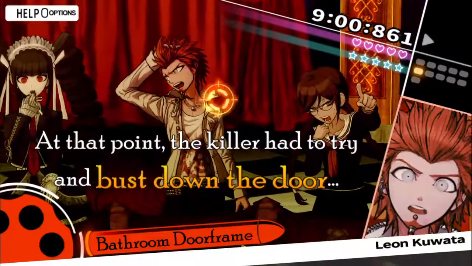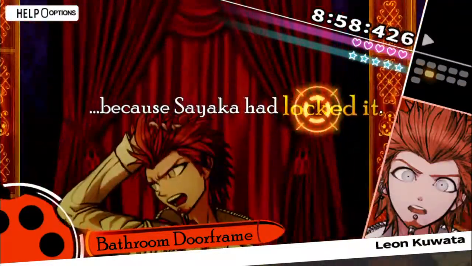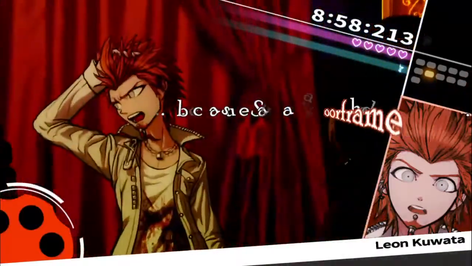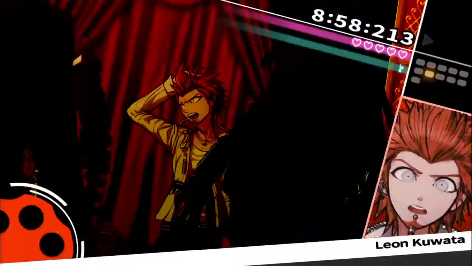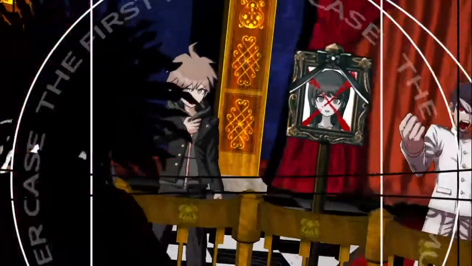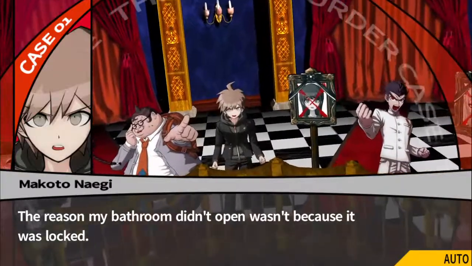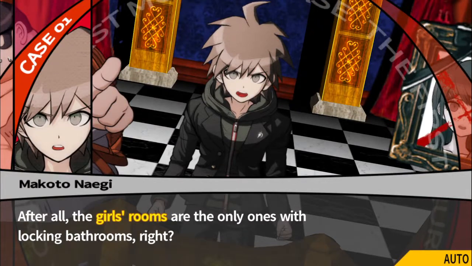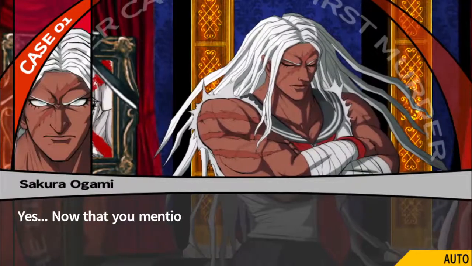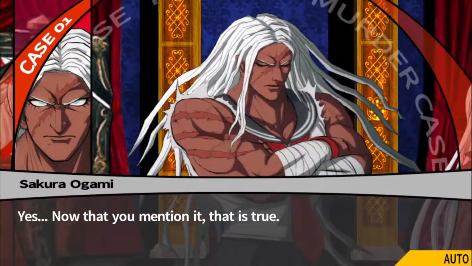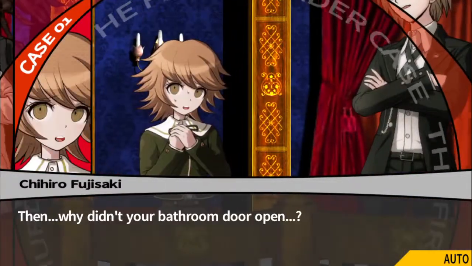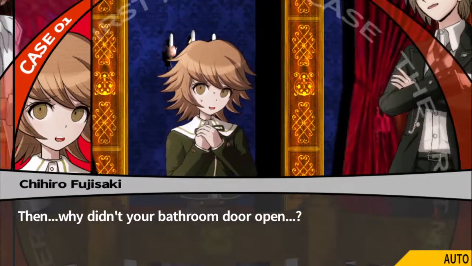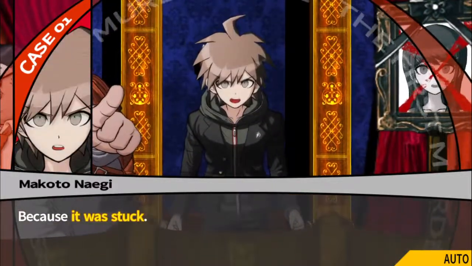At that point, the killer had to try and bust down the door because Sayaka had locked it. No, that's wrong! The reason my bathroom didn't open wasn't because it was locked. After all, the girls' rooms are the only ones with locking bathrooms, right? Yes, now that you mention it, that is true. Then why didn't your bathroom door open? Because it was stuck. Huh?